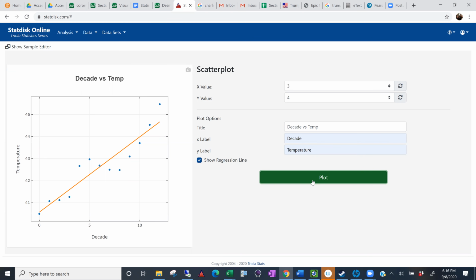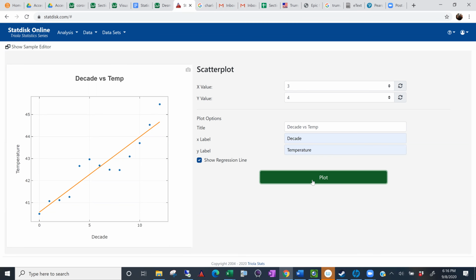Now remember, this is just a number of the decade, and I could have numbered the things anything, but we started with 0. That's okay. Think about this. There is a correlation between decade number and temperature number. But does that relationship go further? Is there a causal relationship? Does the number of the decade cause the temperature to go up?